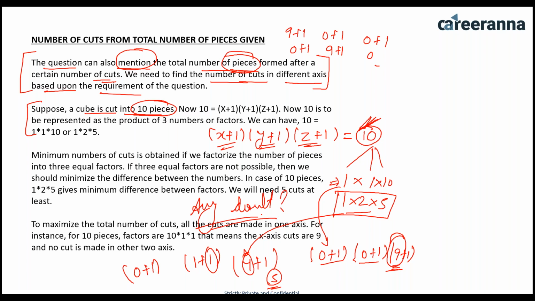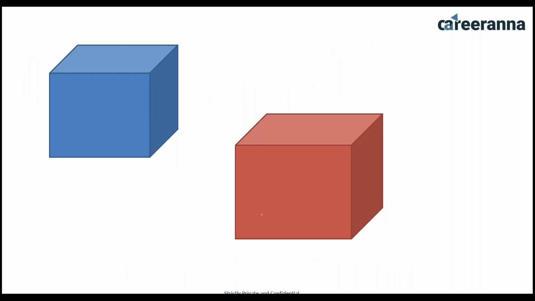Any doubt till now? Okay, so guys, I told you that if I make one cut like this, second cut like this, I got 1, 2, 3. Cut like this, I got 4 pieces, right?